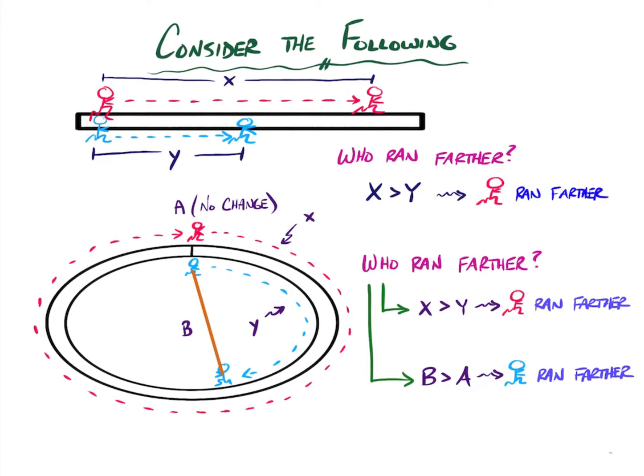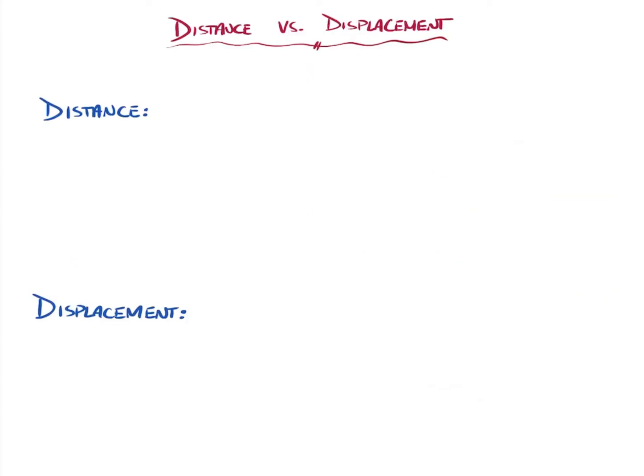So here's where we have a little bit of an issue because we have two different answers to the same question. Now, the way that we get around this is to understand that the word farther is no longer acceptable within physics. It's too general. We need to be a little bit more specific. If we want to be more specific, we should really figure out whether we are asking who ran a farther distance or who ran a farther displacement.